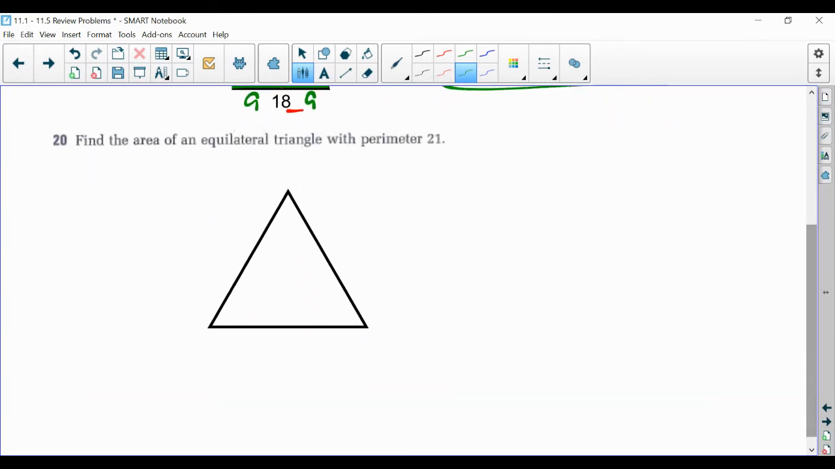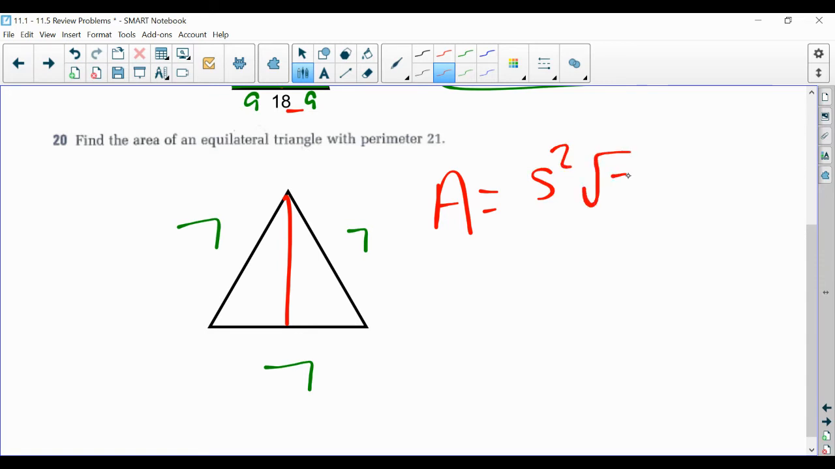In number 20, here we have an equilateral triangle with a perimeter of 7. Yes, this is a regular polygon, so we could use 1/2 AP, but that's a waste of time. We also could drop in the altitude here and use 30, 60, 90 triangles. However, there is a formula for the area of an equilateral triangle. It's actually right in your textbook. It is s squared times rad 3 over 4, where s is the side length.